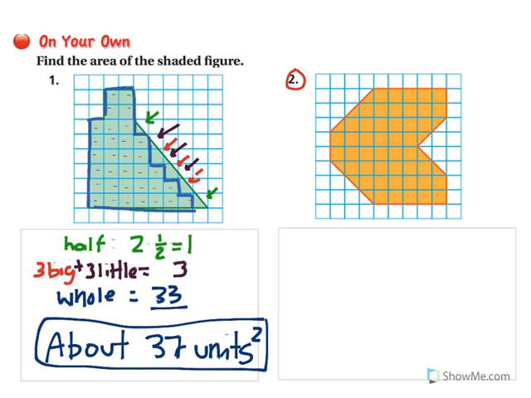All right, let's take a look at number 2. Again, this one's a little bit easier, I think. If I was to deal with my triangles first, because I see basically half triangles are my partials, so let's be careful about this.